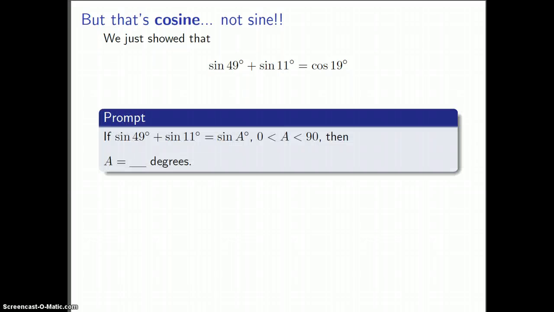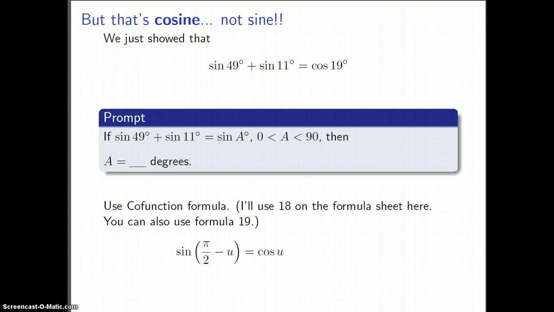But the problem is, what was the prompt, right? The prompt says we want that expression to be sine of an angle, but we have it equal to cosine of something right now. So what we're going to do is use the cofunction formula. So back to that reference sheet, I'll use formula number 18 on that sheet. You can also use formula 19. Here's the formula that I'm going to use.